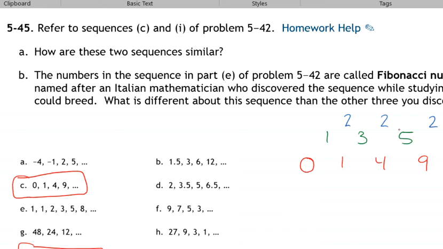In I, there's something kind of similar going on, except it's not going up the entire time. It looks like it's decreasing and then increasing. But let me write that sequence out. So I've got an 8, 2, 0, 2, 8, and then an 18.